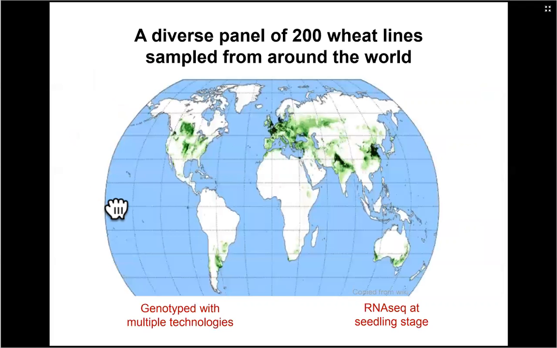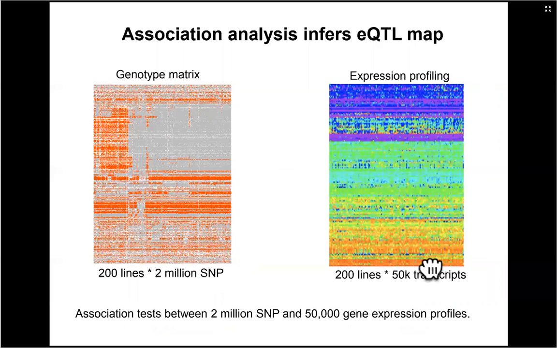So in our study, we assembled a panel of 200 wheat lines collected from different parts of the world. Those wheat lines are grown together, and the 2-week seedlings are used for RNA-seq. We used multiple technologies to obtain genotypes, which include about 2 million SNPs. We have 50,000 transcripts detected and expressed in this study.